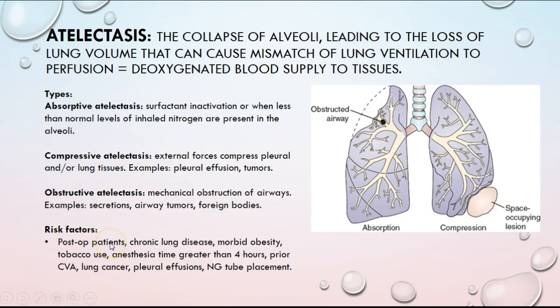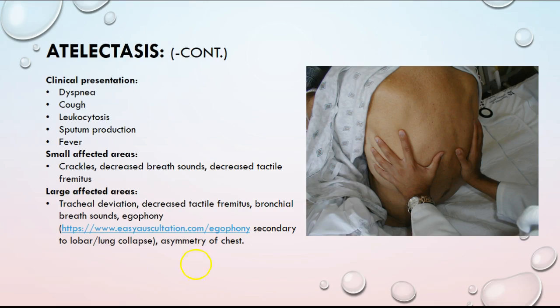So we see surgical patients, those with chronic lung disease, those who are obese, tobacco use, anesthesia time greater than 4 hours, a prior CVA, lung cancer, pleural effusions, and NG tube placement. Here's some more information about clinical presentation. Sometimes it can be small areas that are affected versus large.